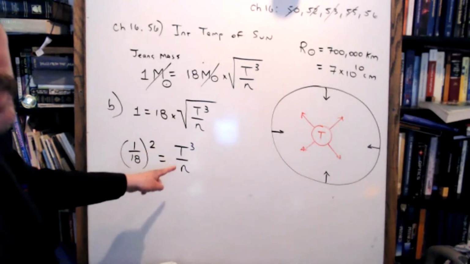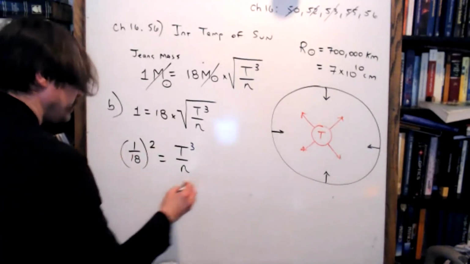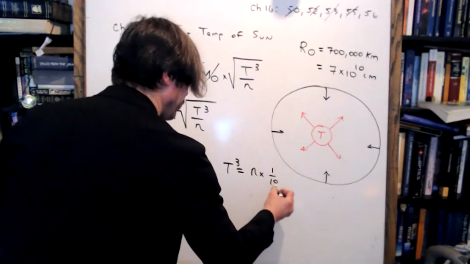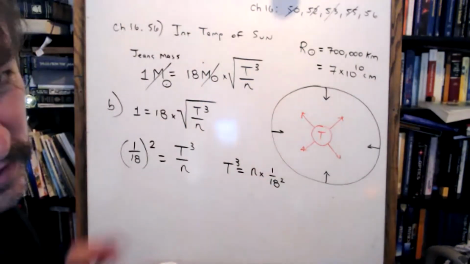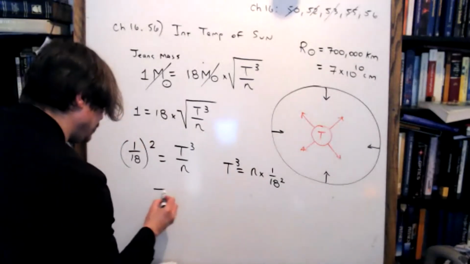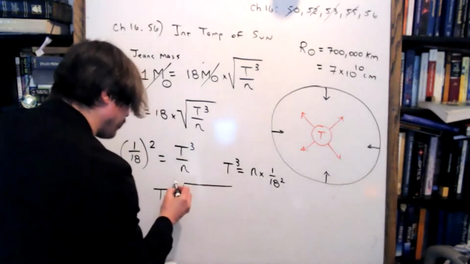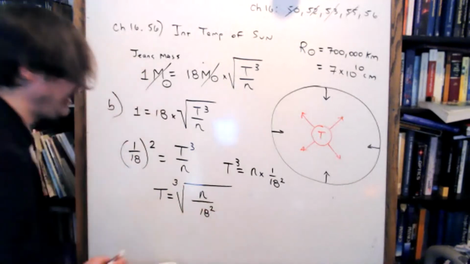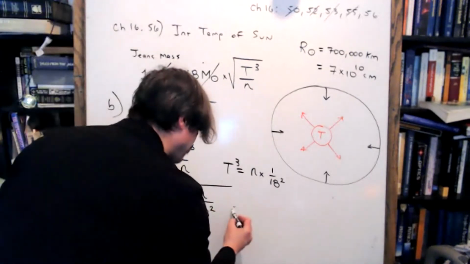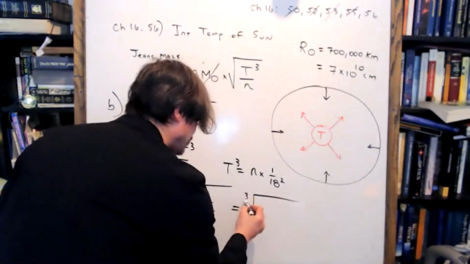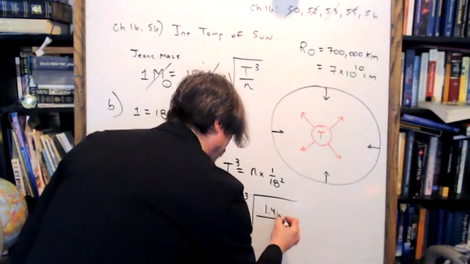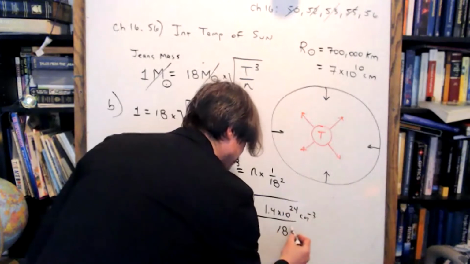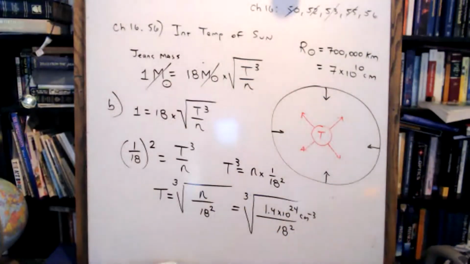Oh, sorry, we want the temperature. I'll flip the number density up, and I'll get T cubed is equal to the number density times 1 over 18 squared, because 1 squared is just 1. And T should be the cube root of the number density divided by 18 squared. In our previous problem, we discovered that the number density is 1.4, was it 10 to the 24 particles per cubic centimeter? Yeah. Go ahead and punch that into your calculator.